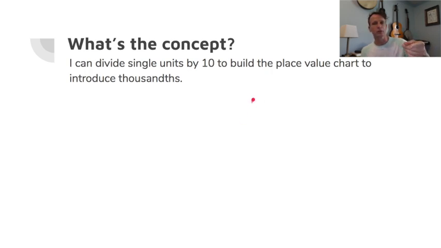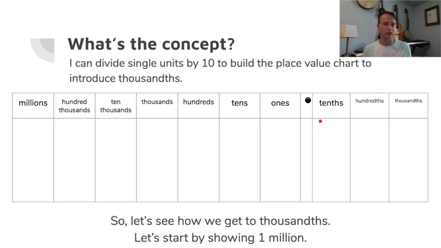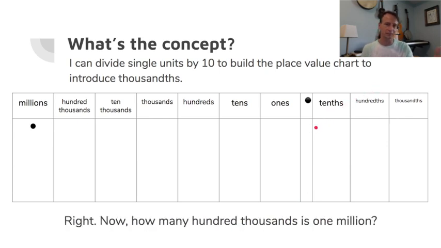All right, so we're going to build a place value chart to introduce thousandths. Here we go. Here he is, our new friend, thousandths. Oh, isn't he cute? He's little. I had to make the font small to make this thing fit on one slide. Golly. All right, so let's start by showing 1 million. Look, there it is, 1 million.